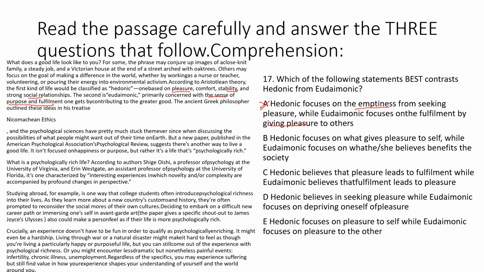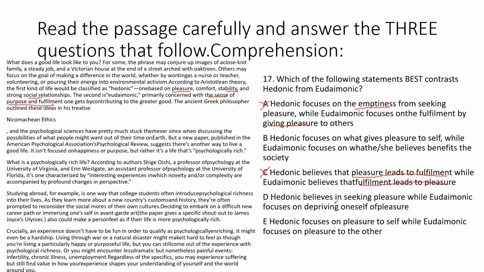Option B: hedonic focuses on what gives pleasure to self, while eudaimonic focuses on what he or she believes benefits the society. Now, this is something which is given in the passage, because pleasure to self is obviously discussed there: pleasure, comfort, stability, revolving around a person. So I can hold it. Option C: hedonic believes that pleasure leads to fulfillment. This is an idea which is nowhere discussed. And similarly, it says eudaimonic believes that fulfillment leads to pleasure. So the ideas are new, not discussed in the paragraphs.